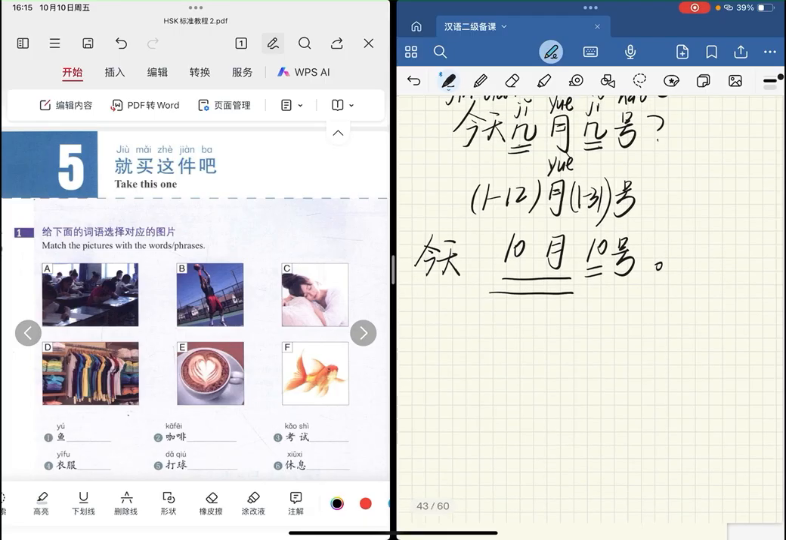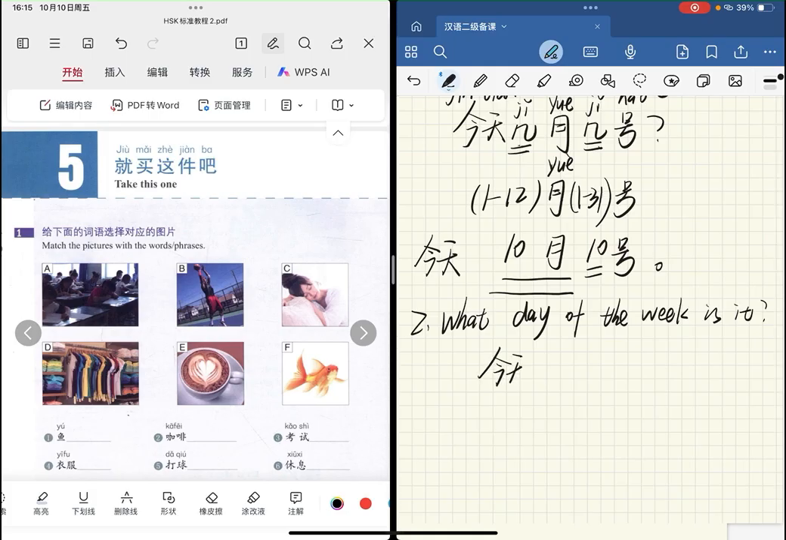Good. Okay, next one. What day of the week is it? 今天星期几？What day of the week is it? Okay, 今天 today, 星期几？星期 means a week. And we also use 几 to ask this question, right?